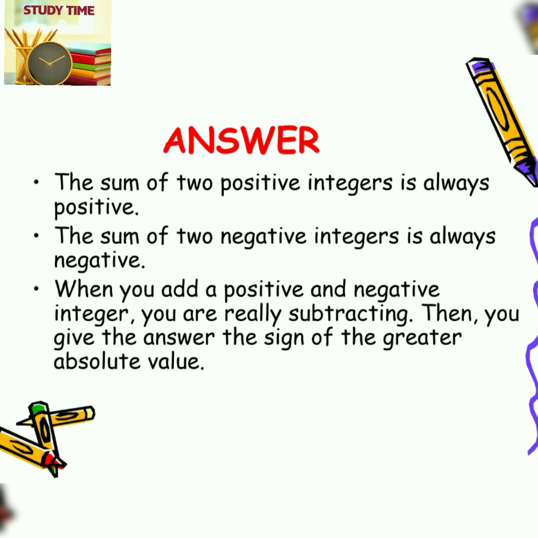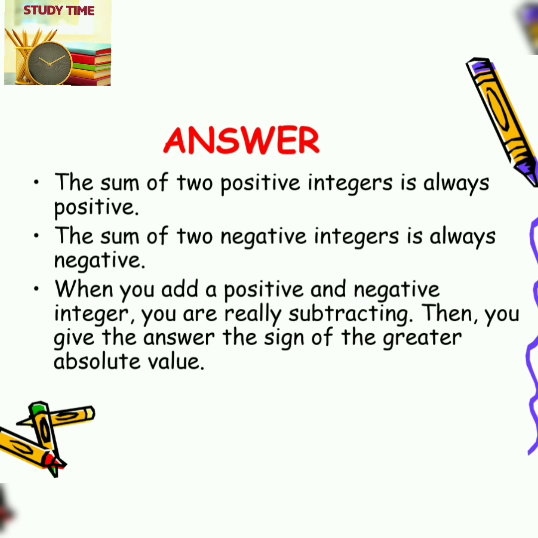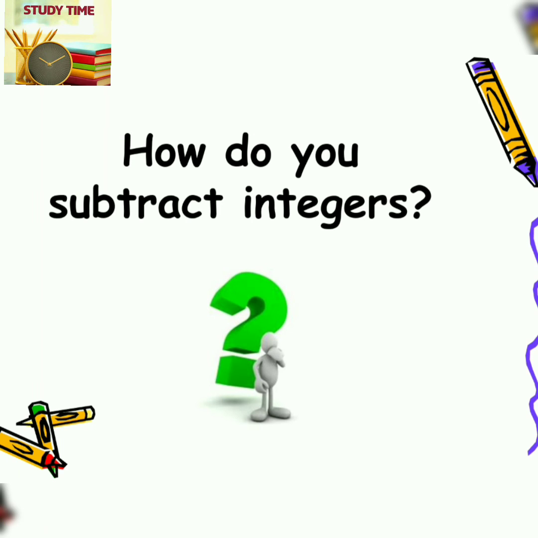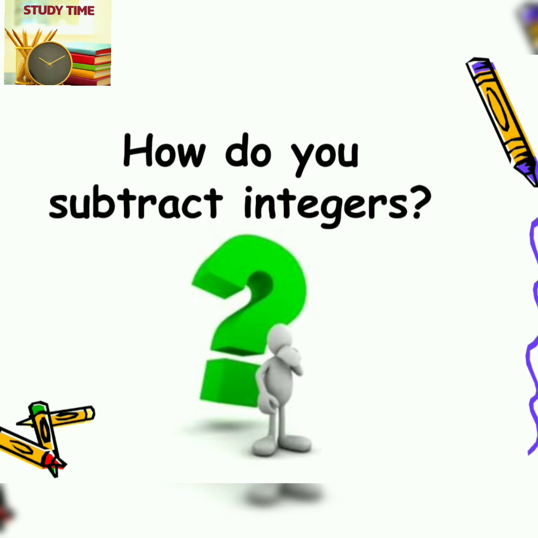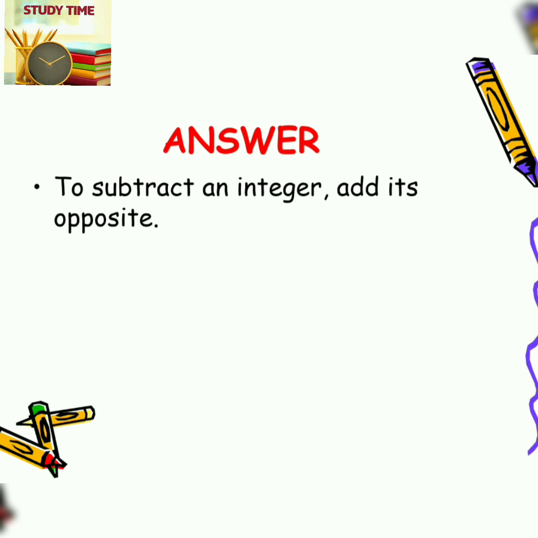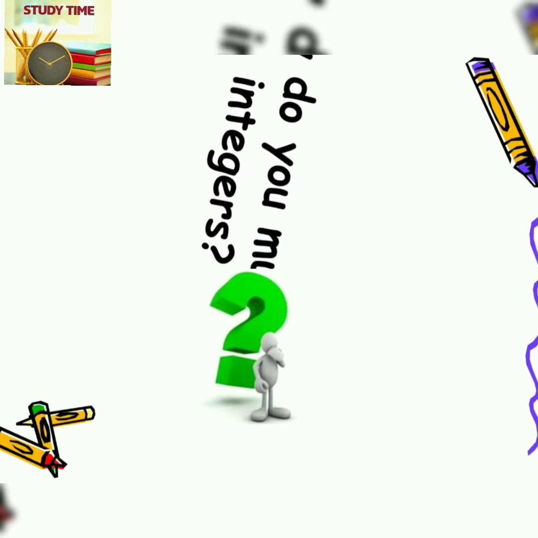Next question, how do you add integers? Answer, the sum of two positive integers is always positive. The sum of two negative integers is always negative. When you add a positive and negative integer, you are really subtracting. Then you give the answer the sign of the greater absolute value. Next question, how do you subtract integers? Answer will be to subtract an integer, add its opposite, same, change, change.